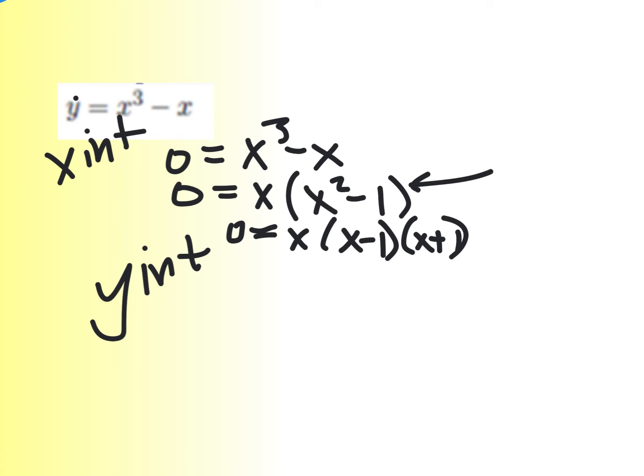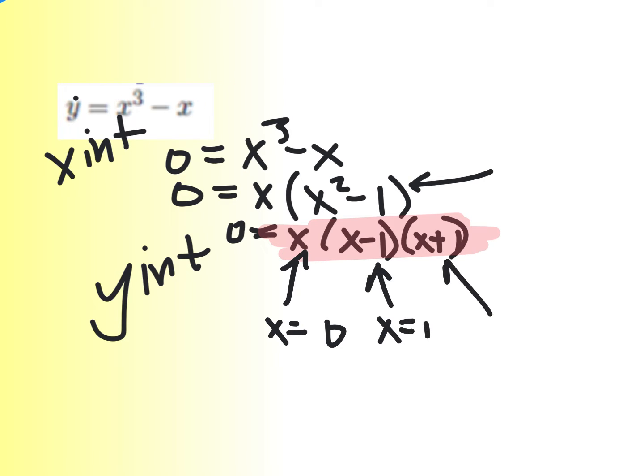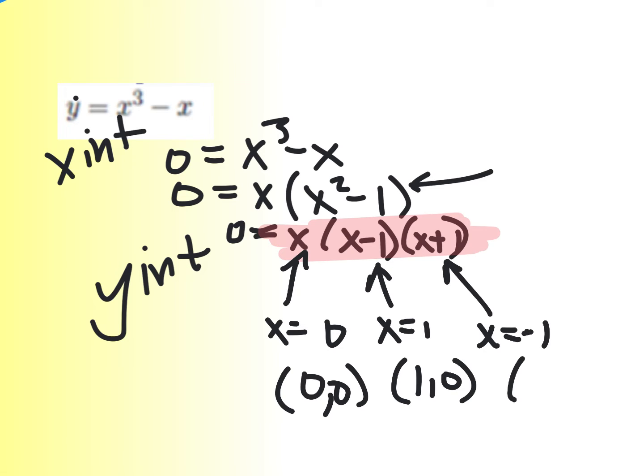All right, so here is the key to the actual answers. Apparently there are 3 of them. 1 for this. What's that answer? X equals 0. What's that answer? X equals 1. And what's that answer? X equals -1. And if these really are x-intercepts, then their y is what? 0. So 0, comma 0, 1, comma 0, and -1, comma 0.